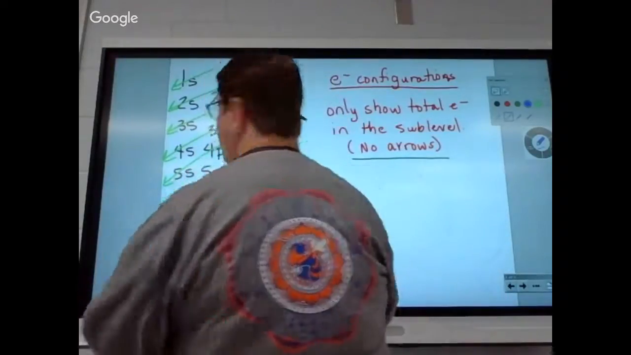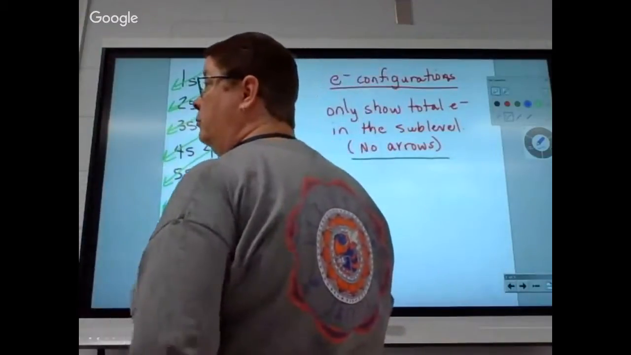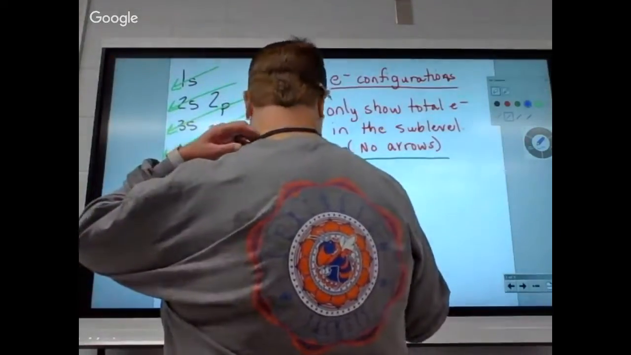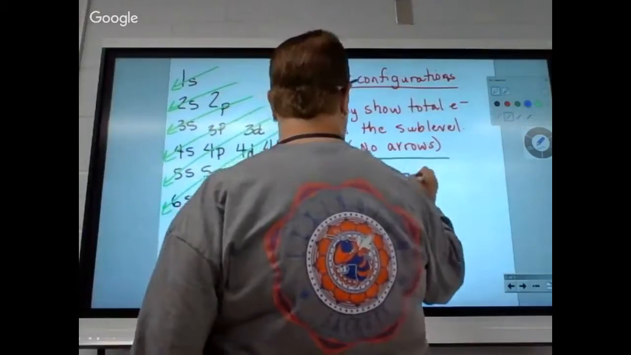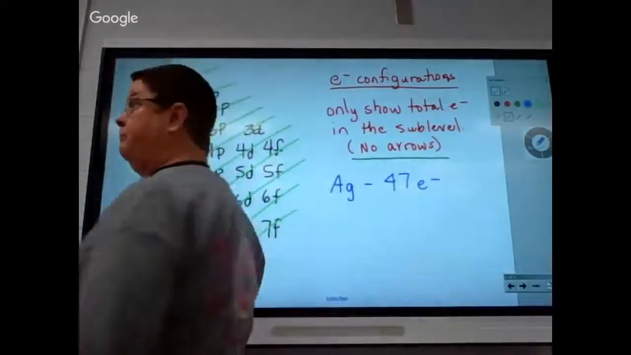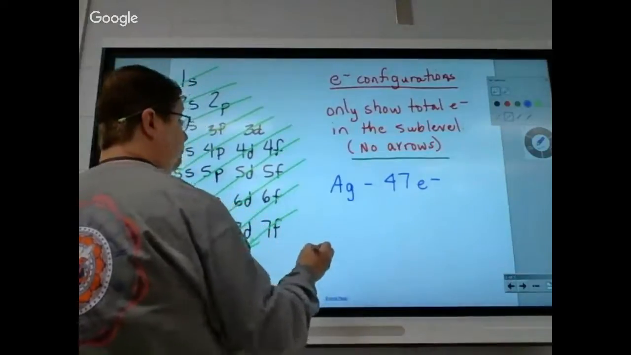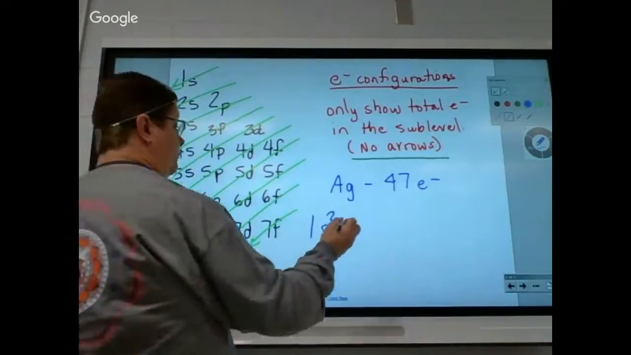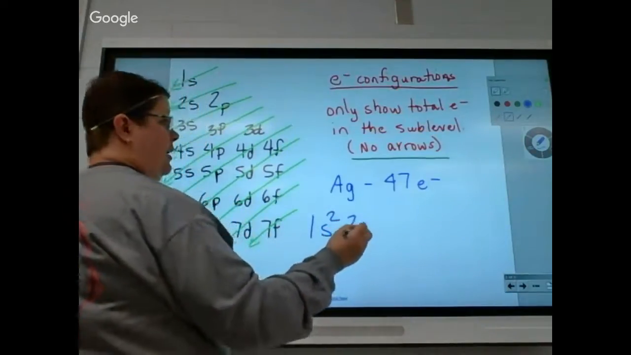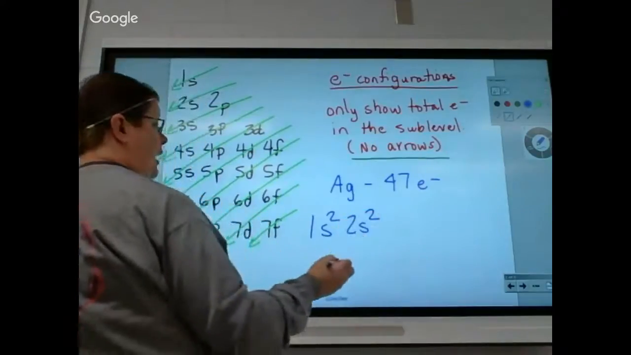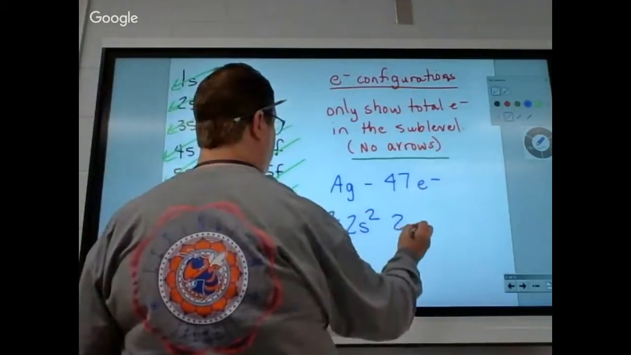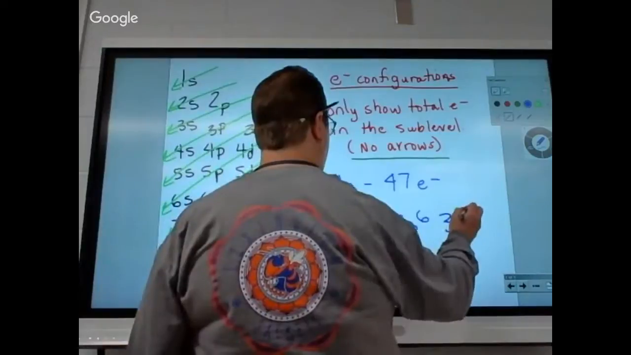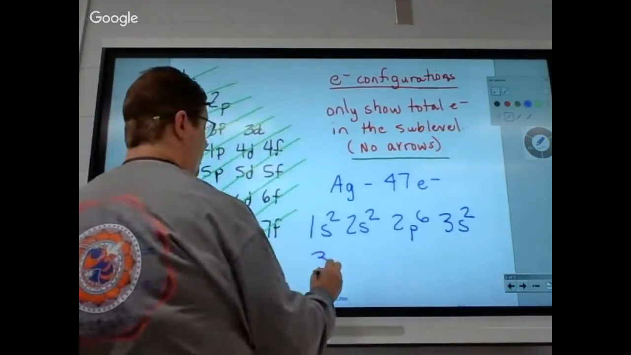All right, so let's do silver. Silver has how many electrons? Okay. So, what's the first thing in our chart? 1s. How many can go in S? All right, what comes next? How many electrons can go in S? All right, next. How many can go in P? Next. How many can go in there? Next. How many can go there?